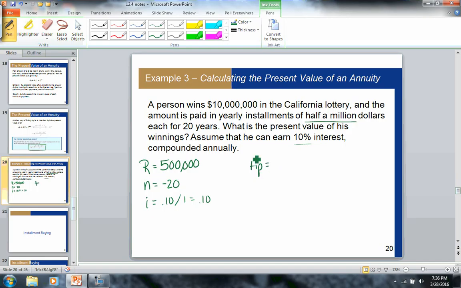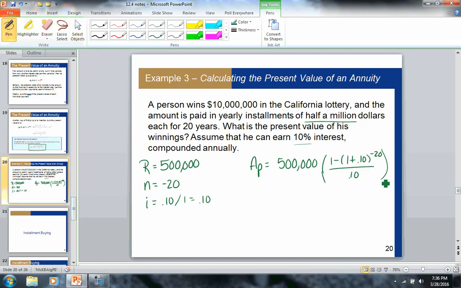That's going to be our present amount, the present value. And R is that installment amount, that rent that we were talking about in the previous section. Then our numerator is 1 minus 1 plus our interest to the negative 20, all over 0.10. So now it's just a calculator problem after you've substituted.